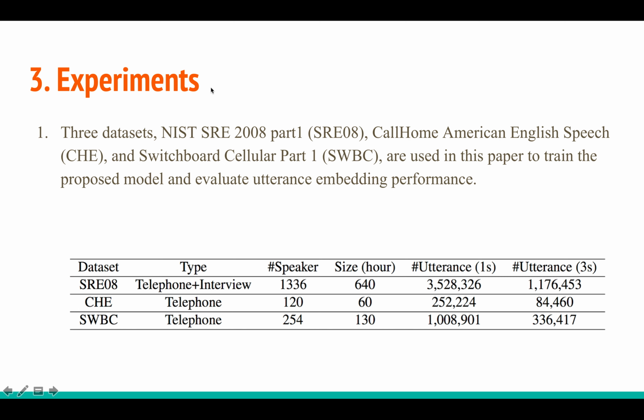Sorry about this. For the experiments, they are using NIST SRE for the training and Call Home data and Switchboard Cellular part 1 data for testing, basically the evaluation. So the dataset statistics are like this. You have SRE, which has 1336 speakers with 640 hours of audio data and many utterances, 1 second and 3 second, and the same with CHE and Switchboard, but they have fewer speakers and the amount of data is also less.